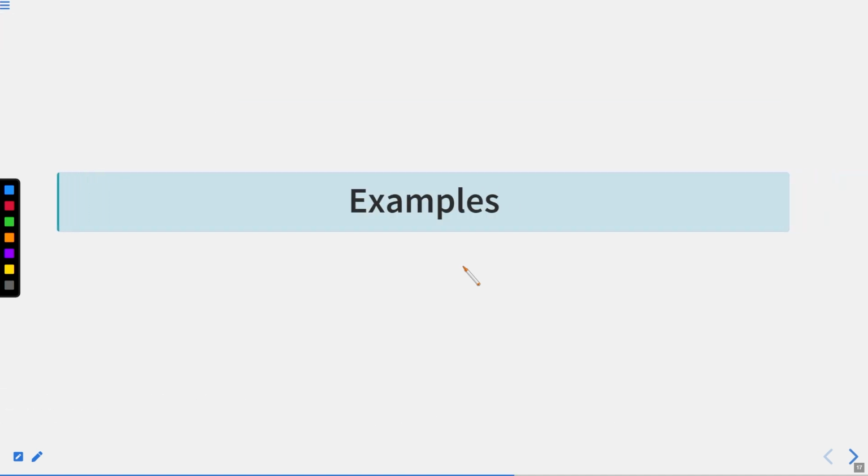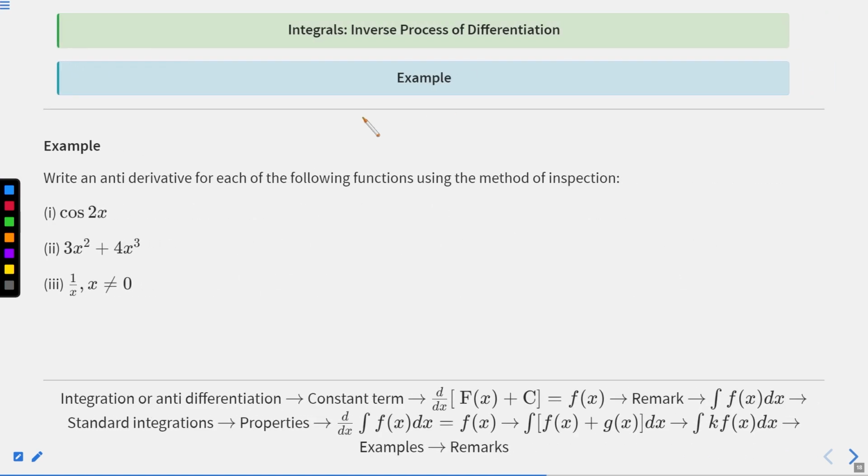Now let's see some examples to get a better idea of what is happening. For this we have to find the antiderivative. So this means integration of cos 2x dx. Now by inspection we have to do it, so we have to know the differentiation of what function gives me cos 2x.